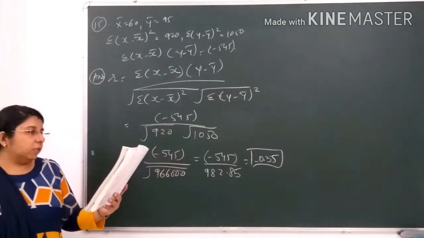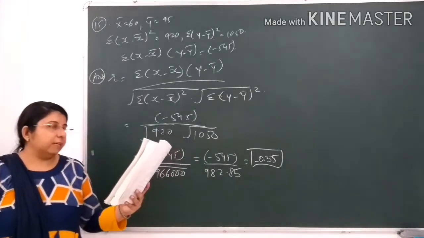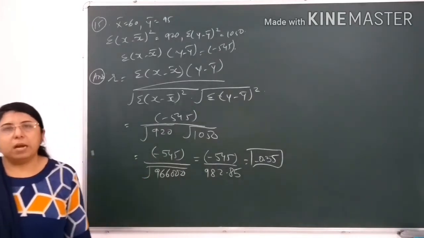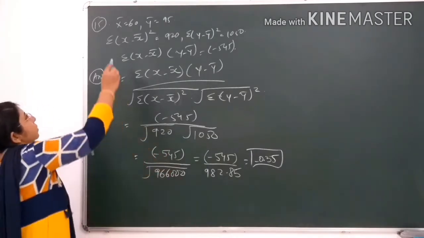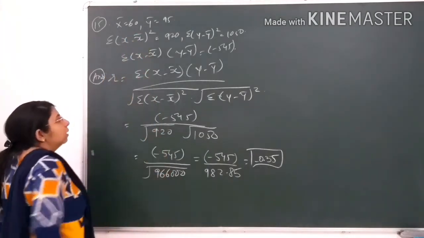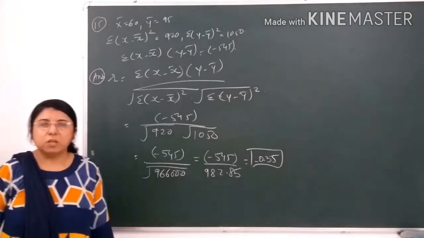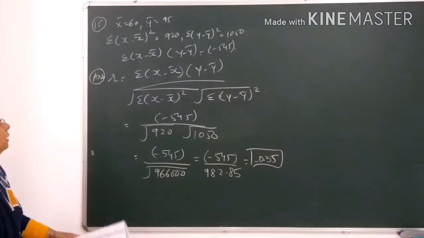Here it is given particulars x and y, in which first of all it is given average, that is 60 and 95, average of x and average of y. Average means x bar and y bar, you know very well. So the value of x bar is given to you as 60 and y bar as 95. Here x bar and y bar are not directly given, but it is written average. So it is understood that x bar and y bar are 60 and 95.